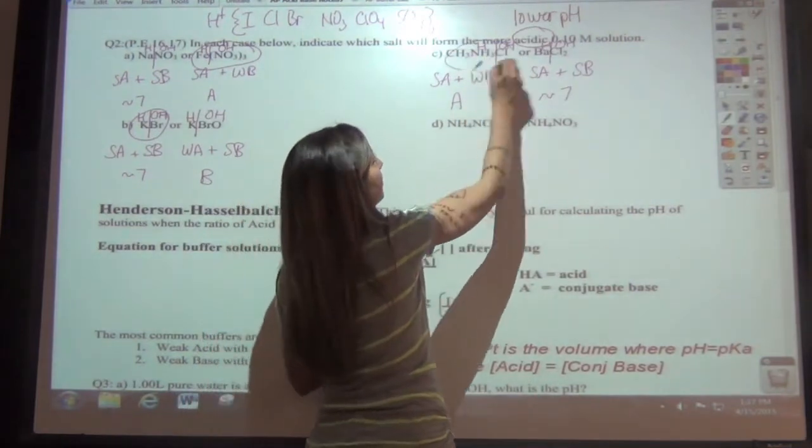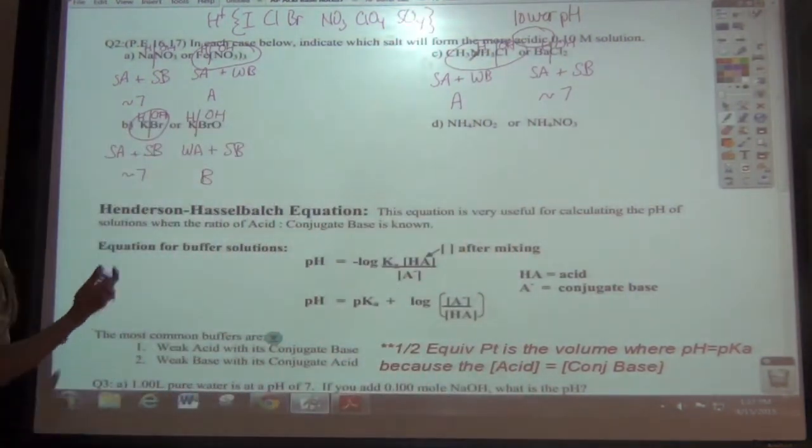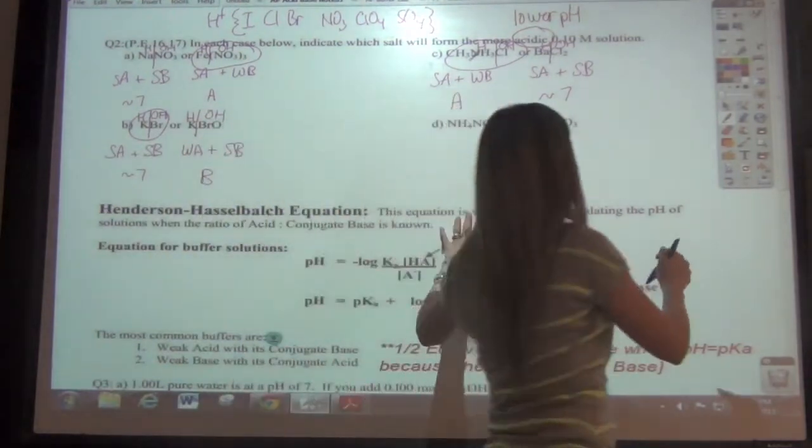So which one's more acidic? The one on the left. All right? We got this? Let's continue on then, okay?